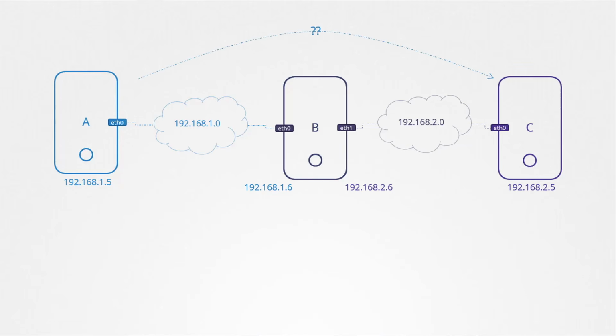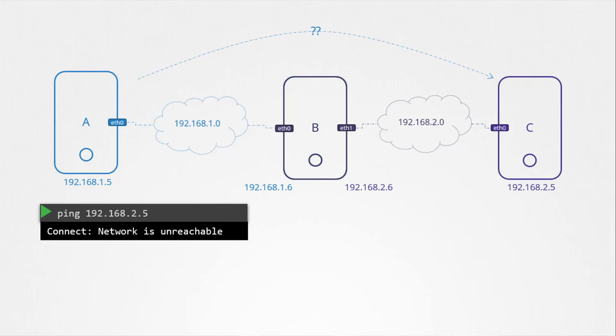How do we get A to talk to C? Well, basically, if I try to ping 192.168.2.5 from A, it would say network is unreachable. And by now we know why that is. Host A has no idea how to reach a network at 192.168.2.0. We need to tell host A that the door or gateway to network 2 is through host B.